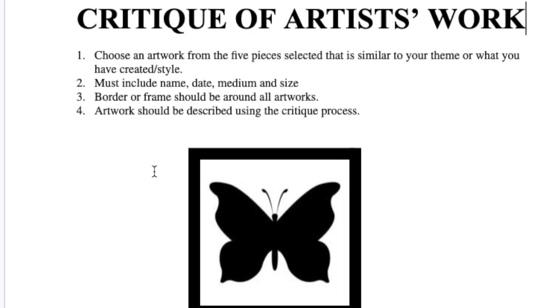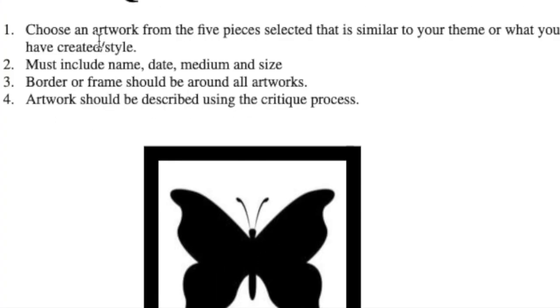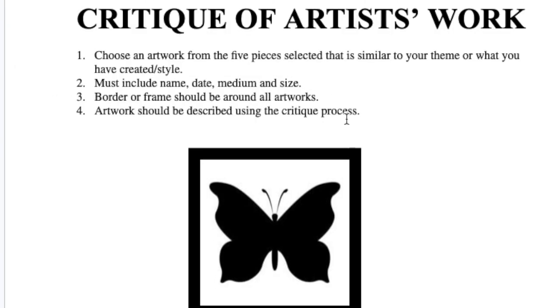Today we'll be looking at the critique of the artist's work. Choose an artwork from the 5 pieces selected that is similar to your theme, what you have created, or the style of the work. Must include name, date, medium, and size. Border or frame should be around all artworks. Artwork should be described using the critique process.